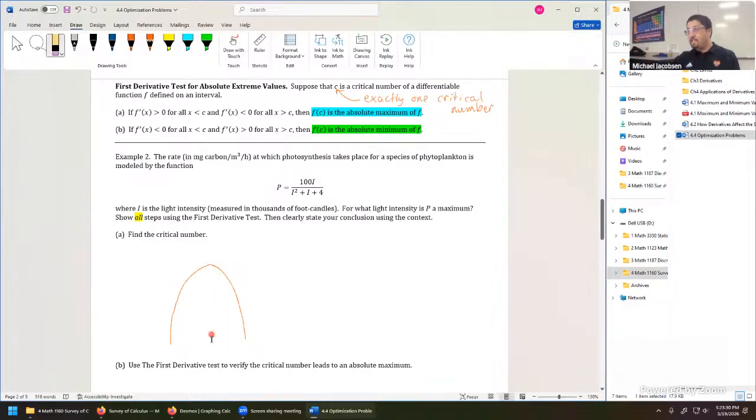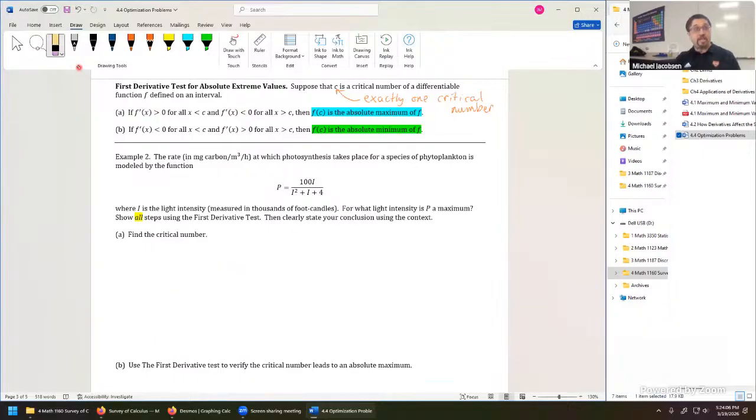So if your critical number is at some value here, that means you have a horizontal tangent line. If the first derivative is greater than 0 for all x less than the critical number, so increasing, and then less than 0 for all x to the right of that critical number, so decreasing, you should have an absolute maximum for sure. And that's what we're seeing, an absolute maximum.